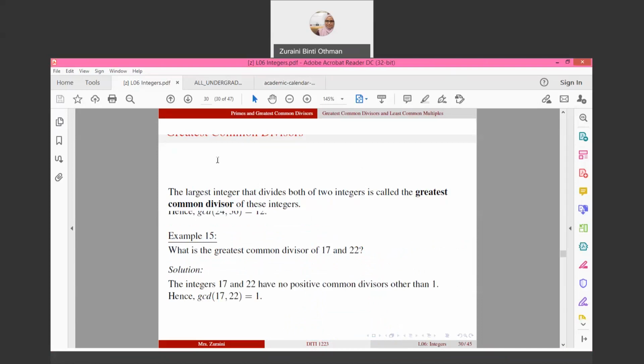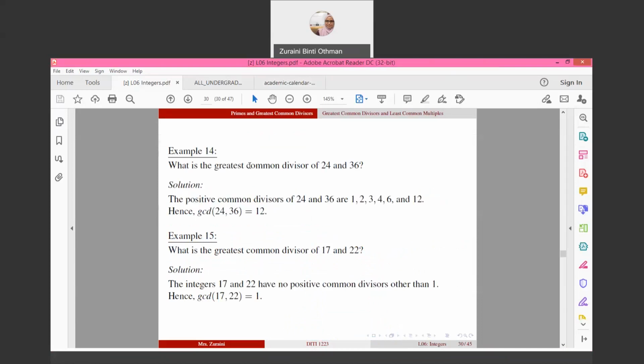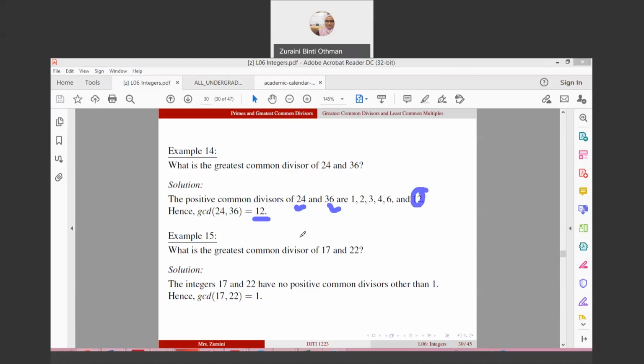Okay, so now example 14. Okay, what is the greatest common divisor of 24 and 36? Okay, dia berkongsi berapa common divisor. Okay, so now for 24 and 36, dia punya positive common divisor dia ialah dia boleh bahagi dengan 1, 2, 3, 4, 6 dan 12 untuk ni dan yang ini. So, for this, lepas kita senaraikan, kita nampak yang paling besar dia ialah 12. Okay, kita cari dia punya greatest common divisor yang sama kan. Okay, so kita tahu dia boleh dibahagi dengan 12.